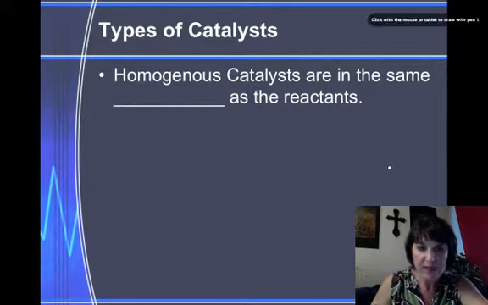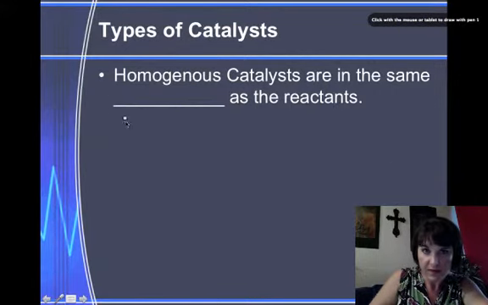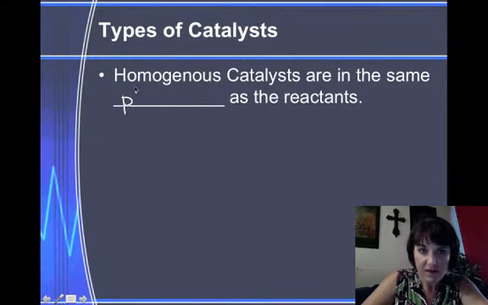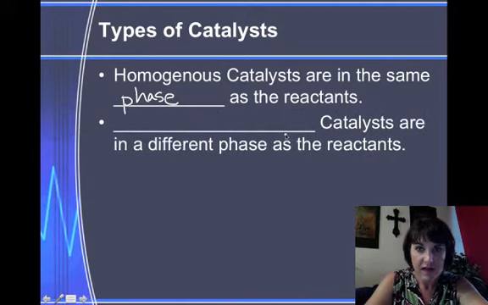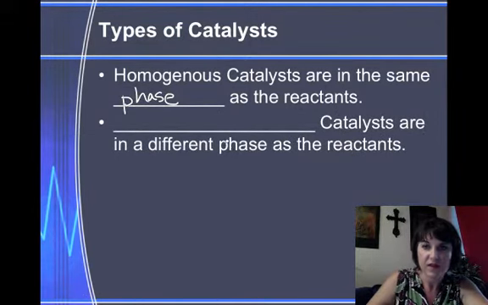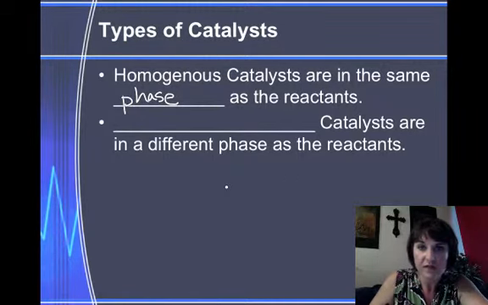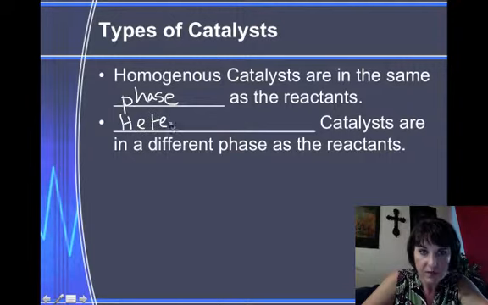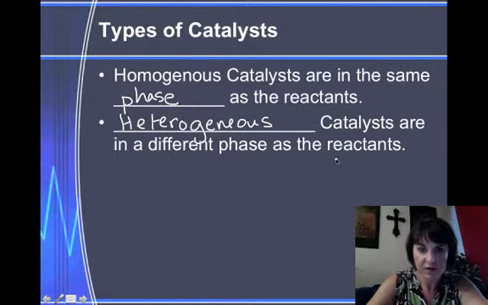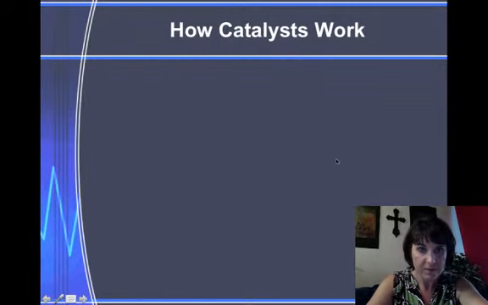A homogeneous catalyst basically means a catalyst that's in the same phase as the reactants. So if you have reactants in their gas phase and your catalyst is a gas phase, then that's a homogeneous catalyst. What do you suppose we'd call a catalyst that's in a different phase from the reactant? Different has this prefix hetero, so that would be called a heterogeneous catalyst. And we'll look more closely at those in just a few minutes.